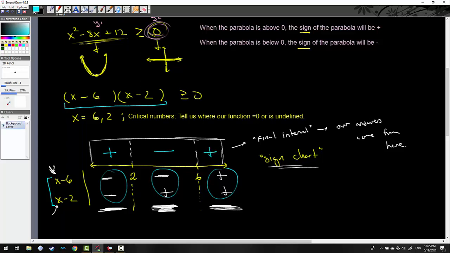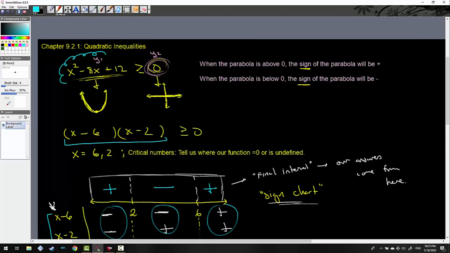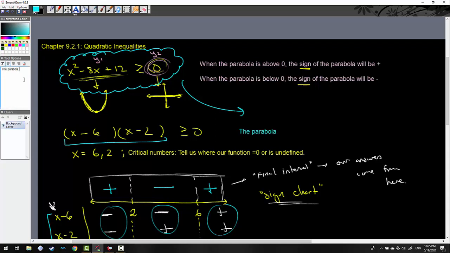So, how does this help me determine my answer? Well, for that, I go back to the original problem. The original problem is this. So remember, the interpretation is the parabola must be above the 0.